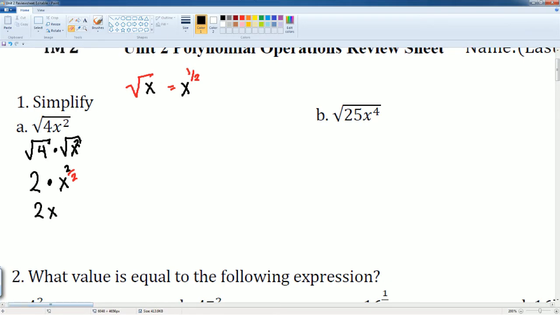Let's look at B. Same process. I'm going to split this into two parts. The square root of 25 times the square root of x to the 4. The square root of 25 just becomes 5. Multiply x to the 4th divided by 2, because that's what the radical represents. You get x squared, because 4 divided by 2 gets you 2. And the 5 was in front, so the answer would be 5x squared.